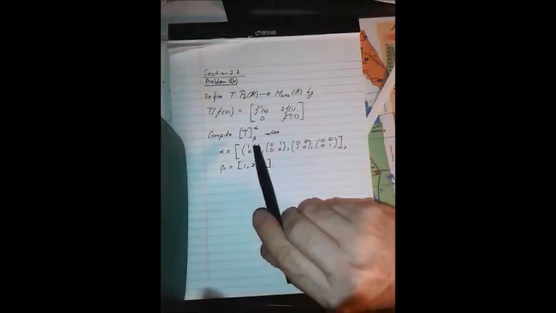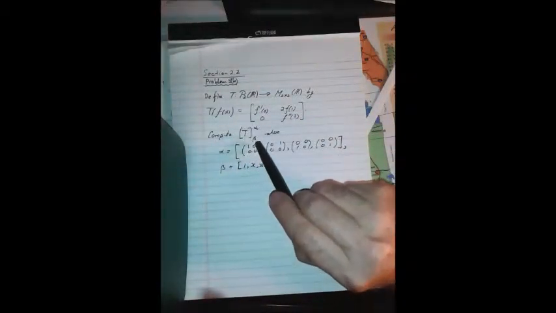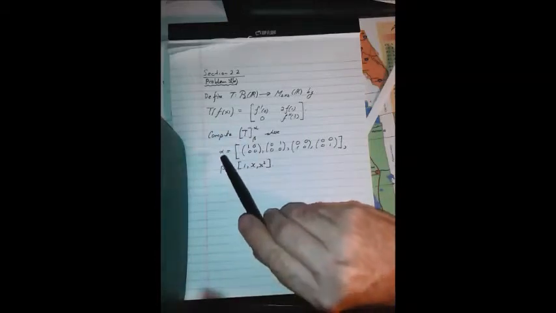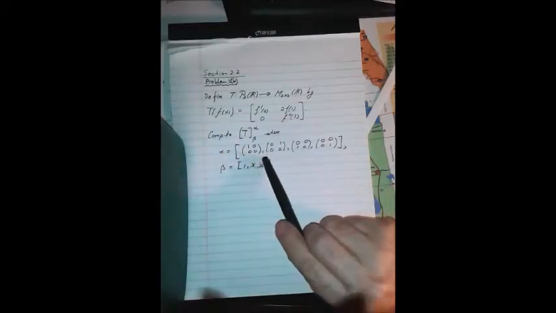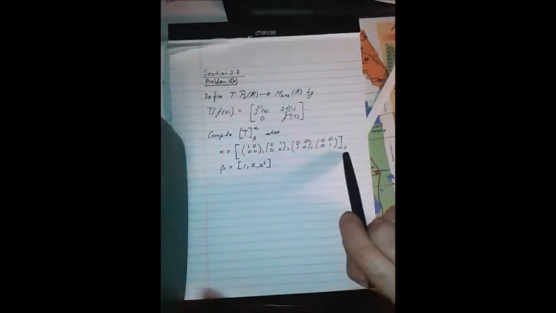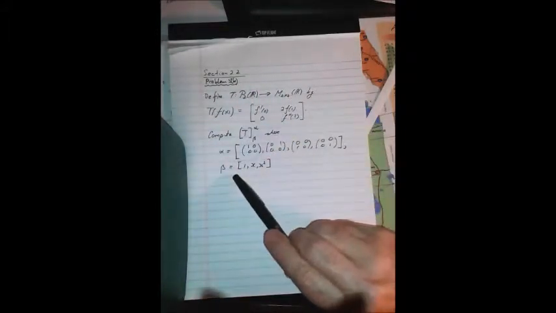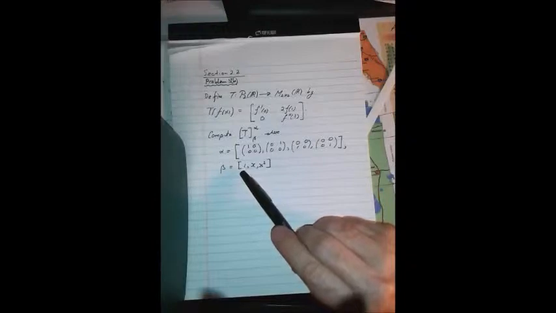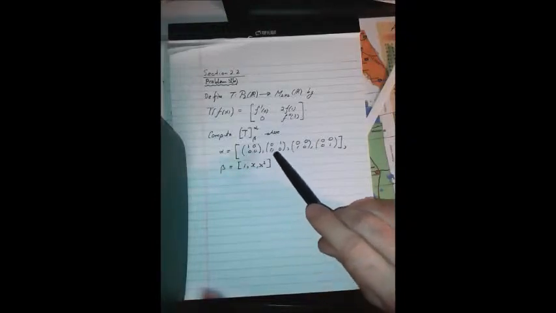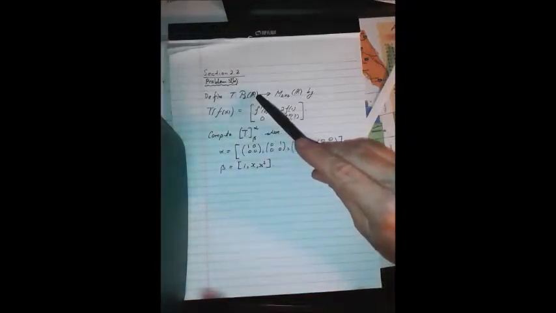The problem is to compute the matrix of T relative to the bases beta and alpha, where alpha is this ordered basis of M 2 cross 2 of R, and beta is the basis 1, x, x squared, which is an ordered basis for P2 of R.